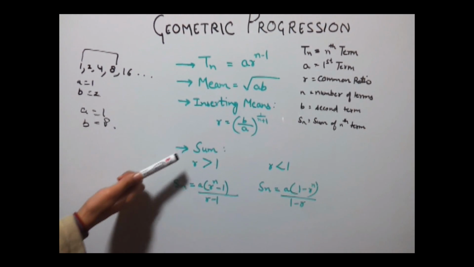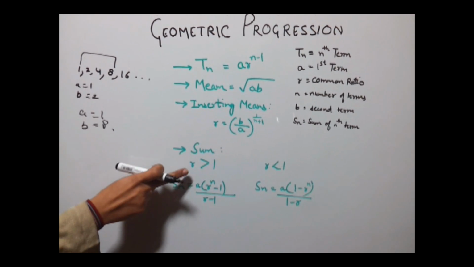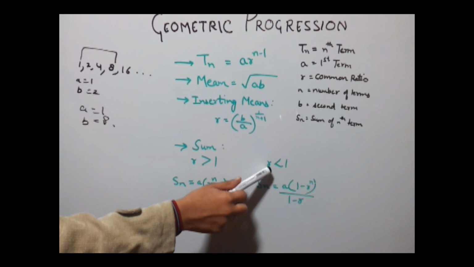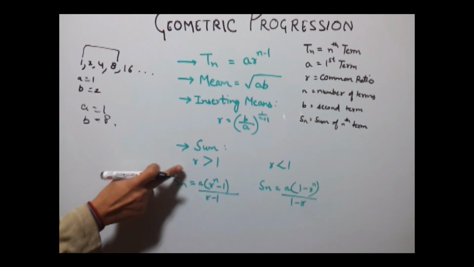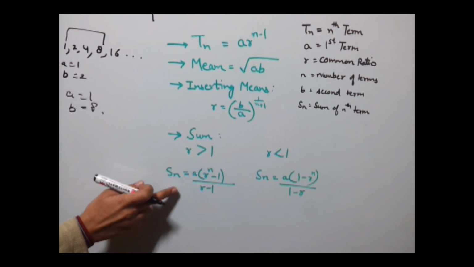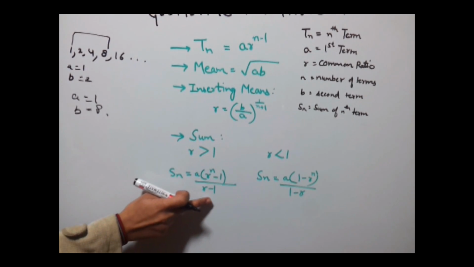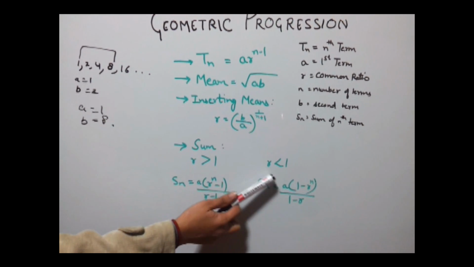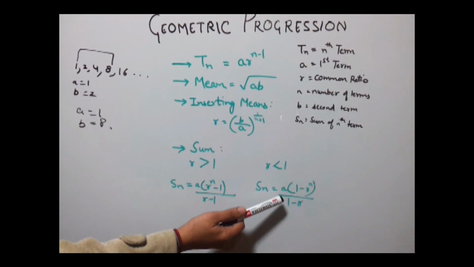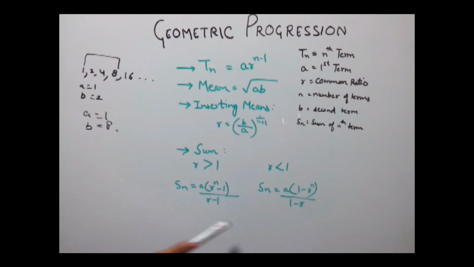If you need to calculate the sum of n terms, there can be two conditions. Either the common ratio between terms can be greater than 1 or the ratio can be less than 1. If the ratio between terms is greater than 1, then the formula to calculate the sum is a into r to the power n minus 1, divided by r minus 1. And if r is less than 1, then the formula to calculate the sum is a into 1 minus r to the power n, divided by 1 minus r.